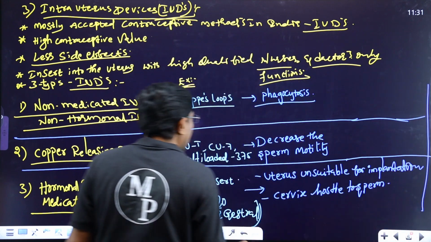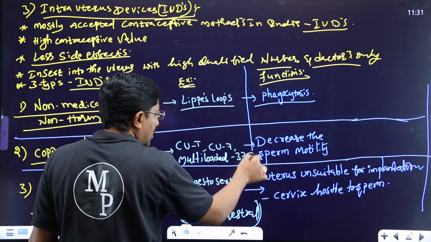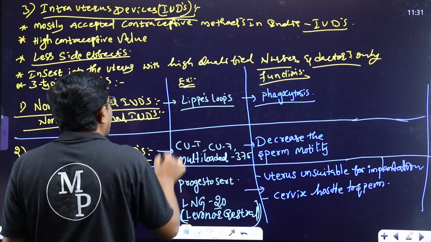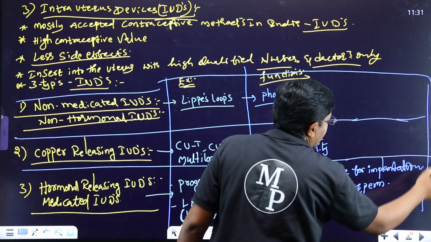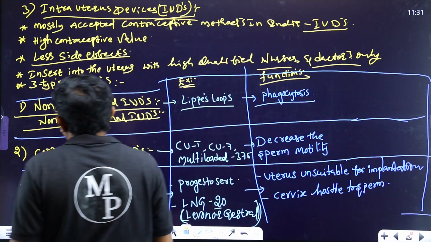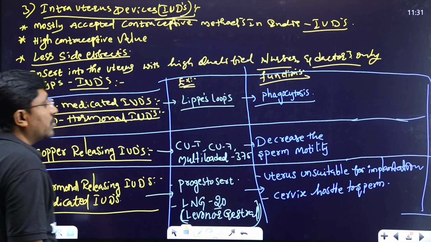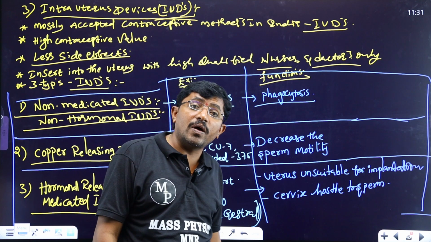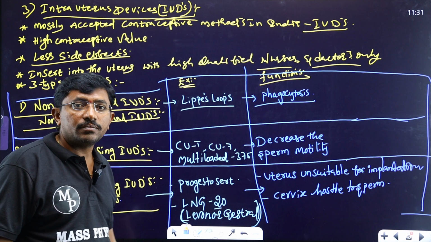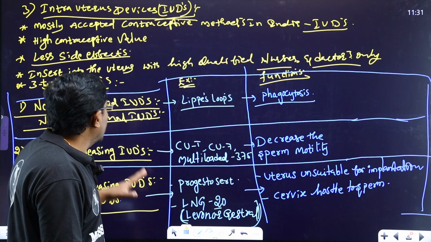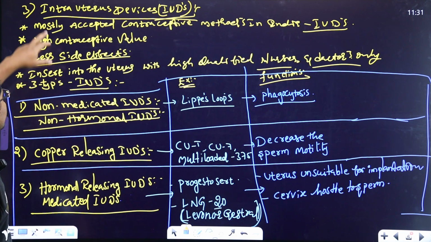So these are the three types of IUD methods. Very, very important methods. Every year, one question comes from these three types of IUDs, either in match the following or as direct questions. So once again I'll explain this.